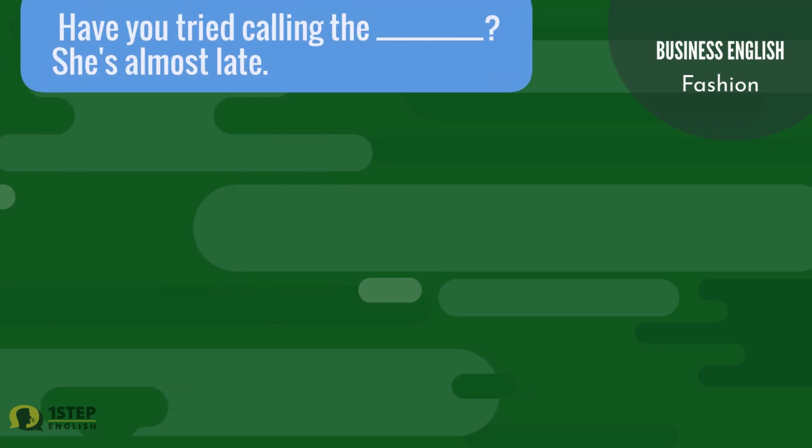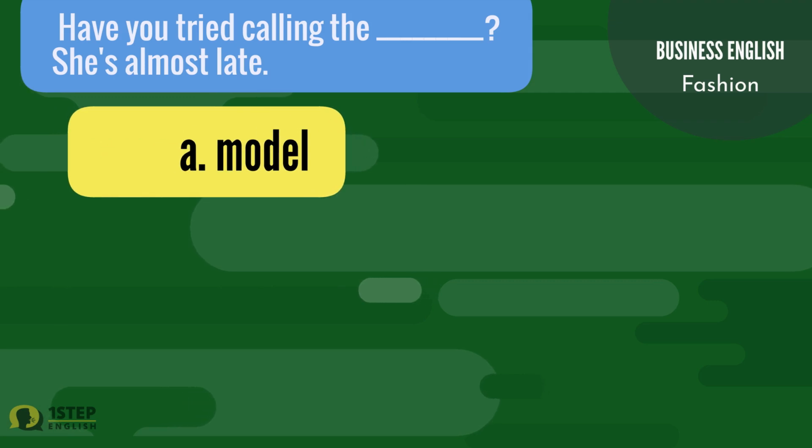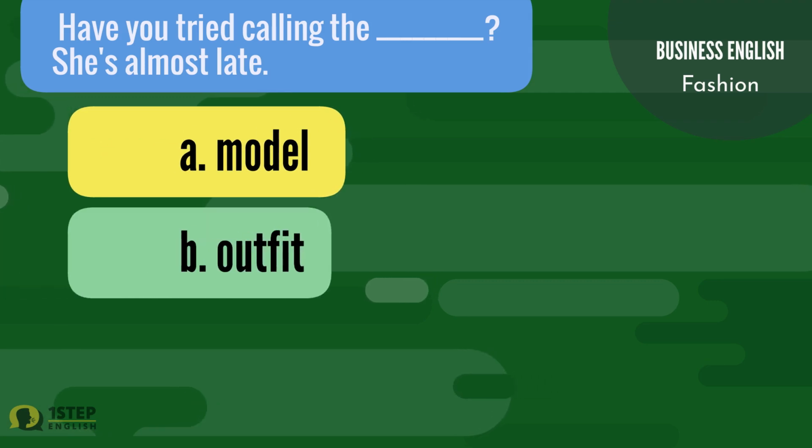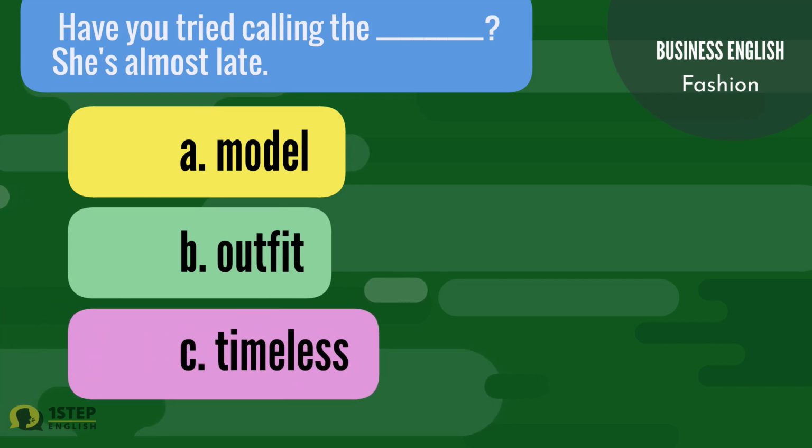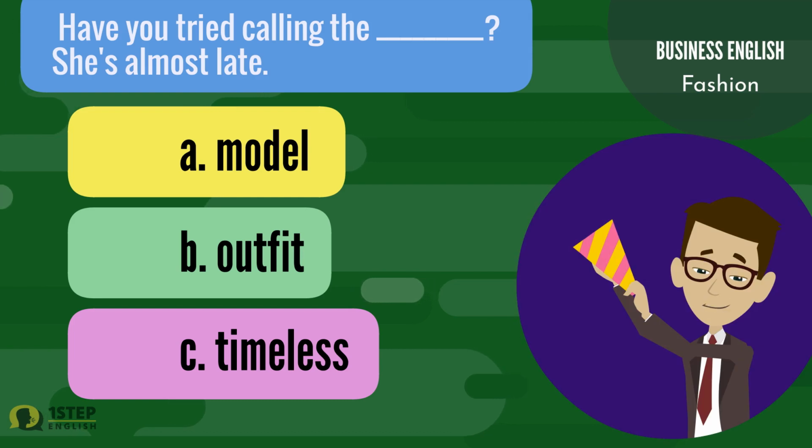Have you tried calling the blank? She's almost late. Letter A. Model. Letter B. Outfit. Letter C. Timeless. The correct answer is letter A. Model. Have you tried calling the model? She's almost late.